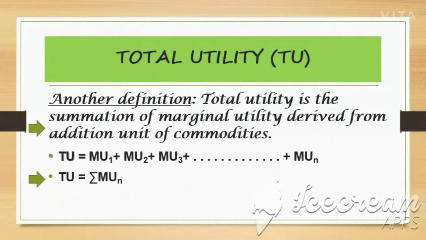Another definition of total utility is the summation of marginal utility derived from additional units of a commodity. That is, TU is equal to MU1 plus MU2 plus MU3 and so on up to MUn. Total utility TU is equal to the summation of marginal utility of n units. MU means marginal utility.